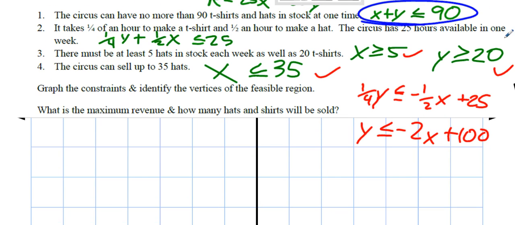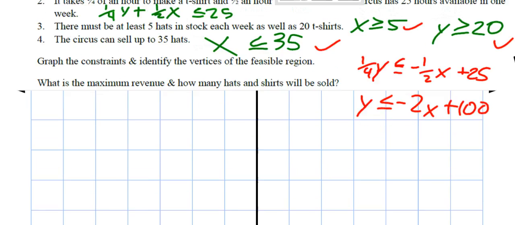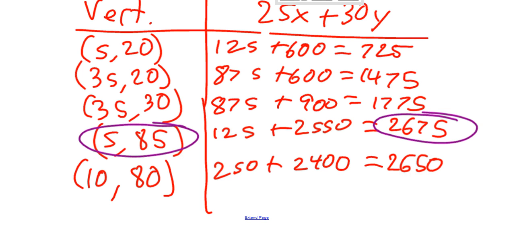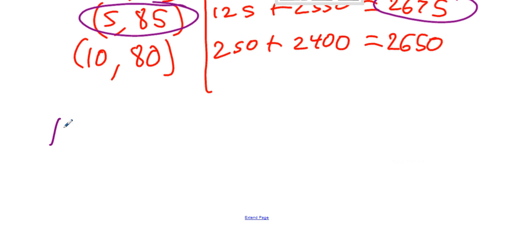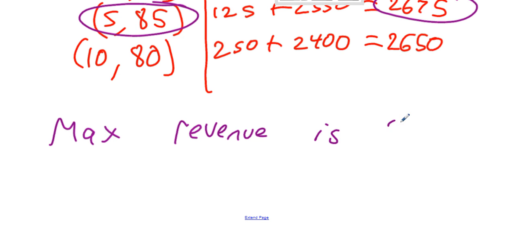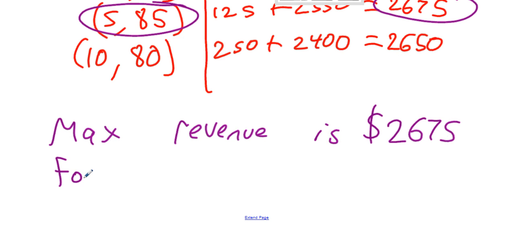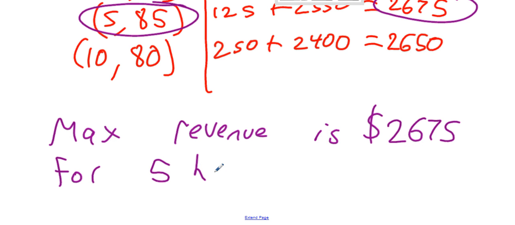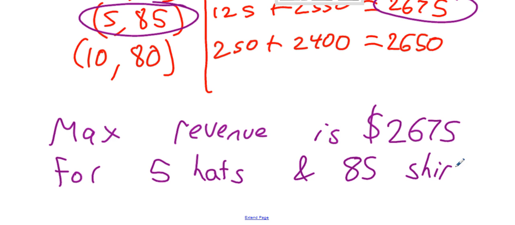Question said to find the maximum revenue and how many hats and shirts. So the maximum, that's the biggest, that's right here, 2,675, and that's when there's 5 and 85. So the maximum revenue is 2,675 for 5 X's, hats. So 5 hats and 85 shirts.